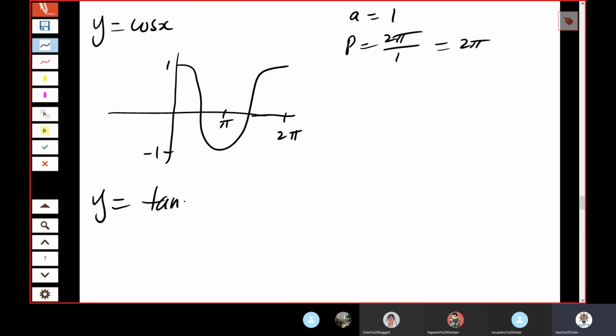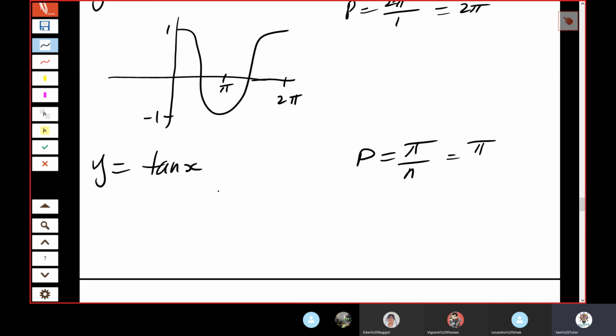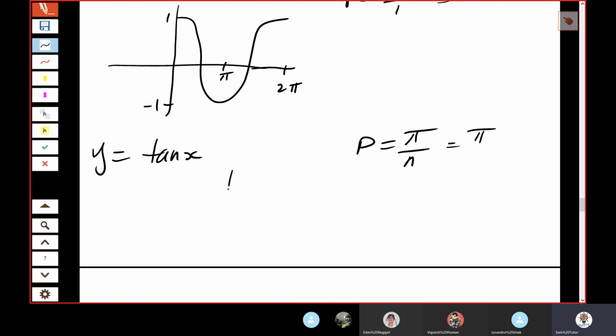Last one is y equals tan x. Tan has no amplitude because it goes on forever. You'll see that in a second. But your period is not every 2 pi. It's actually every pi on n. So for tan x, it's just pi. But your n is still your number in front of your x. So your period is pi.